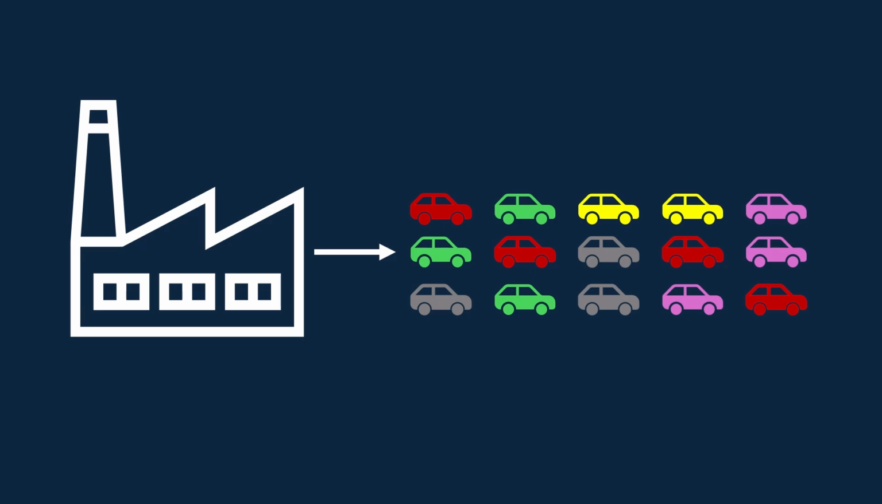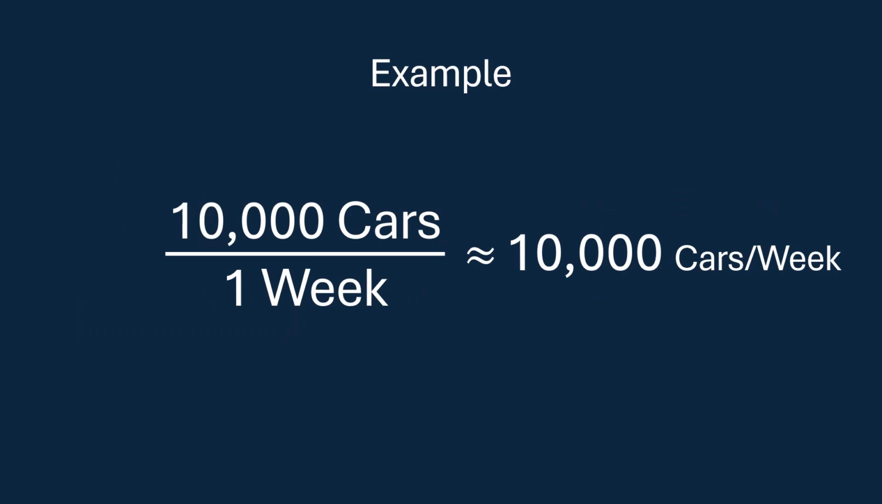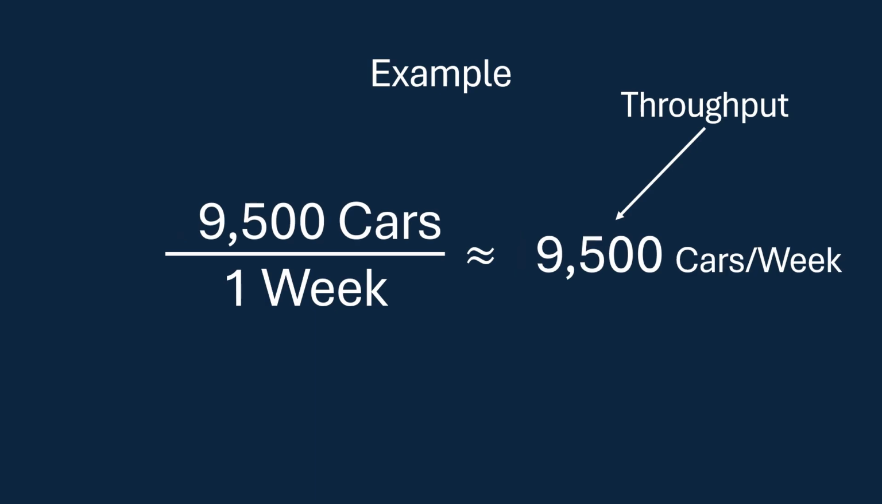You have this awesome car plant that produces loads of cars. The plant produces 10,000 cars a week, so what is the throughput? 10,000 cars a week. But wait, what if during the production a machine stopped working correctly and messed up 500 cars, and these 500 cars needed to be scrapped? You would need to subtract these 500 cars from the units produced. So instead, your throughput would be 9,500 cars a week.